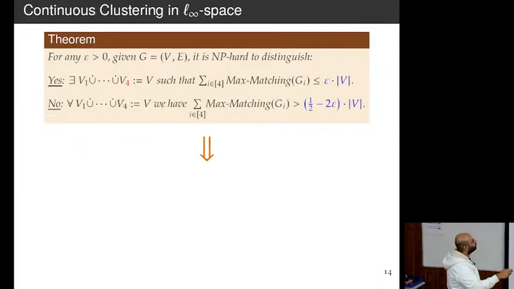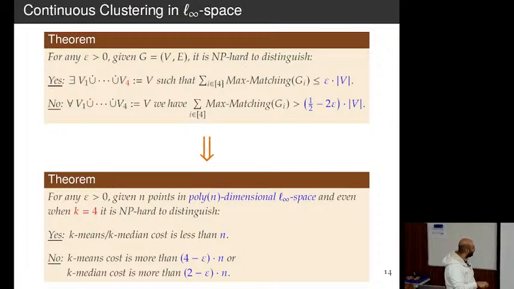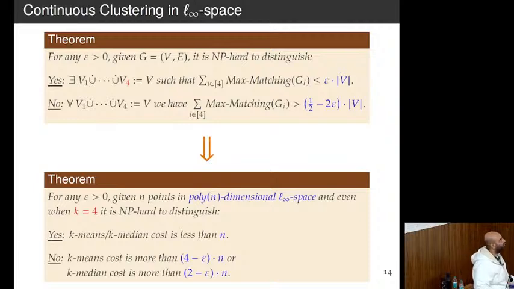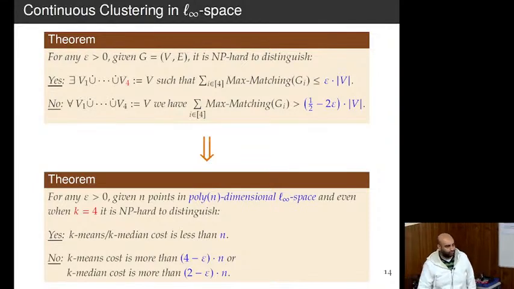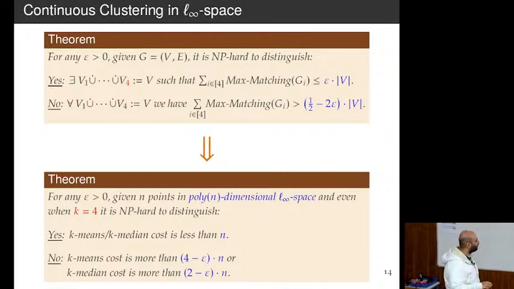And from this, you just plug in the theorem we just proved, and you get that the k-means or k-median cost is n in the yes case, and in the no case, you get 4 here and 2 here. It's very strong bounds. And we are crucially using the fact that we are in the continuous space here, because there are 2 to the n choices that we are exploiting. Let me say that this is actually very counterintuitive, that continuous is harder than discrete.